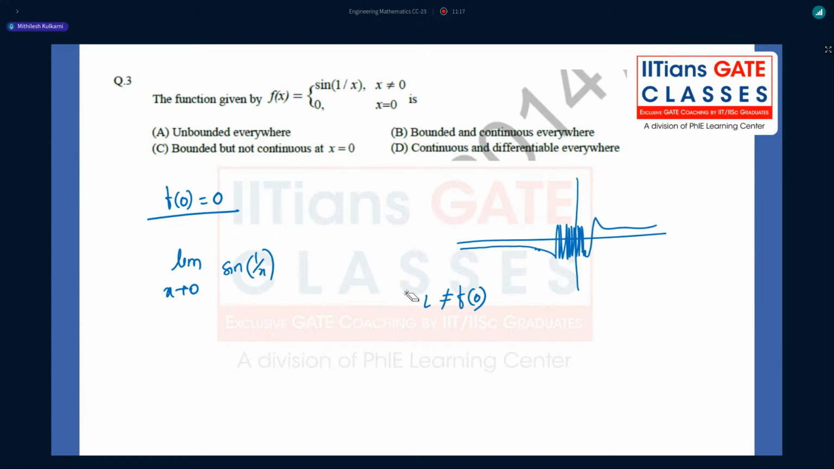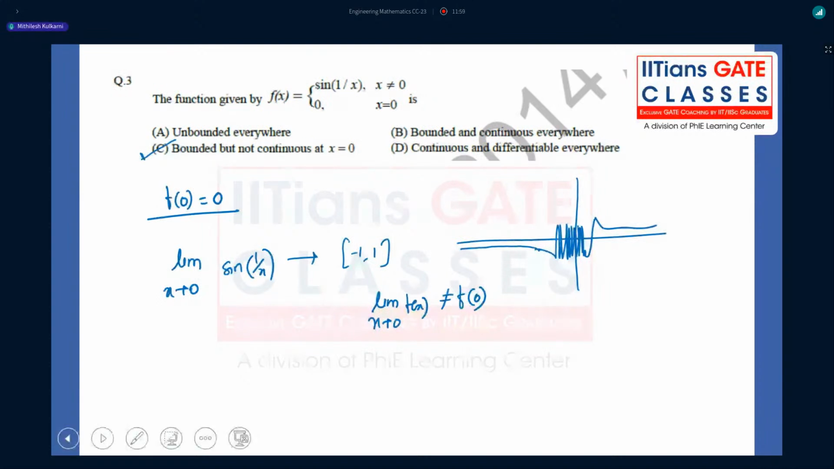In short, limit x tends to 0, f of x is not equal to f of 0, and that is the reason we can say this function is not continuous at x equal to 0, though it is bounded. Hence, option C is correct in this case. f of 0 is 0 and limit x tends to 0, sine of 1 upon x will lie within -1 to +1. Hence they are unequal and the function is not continuous.